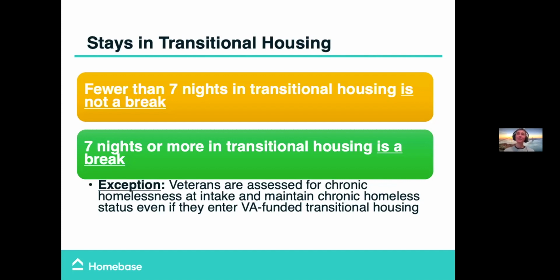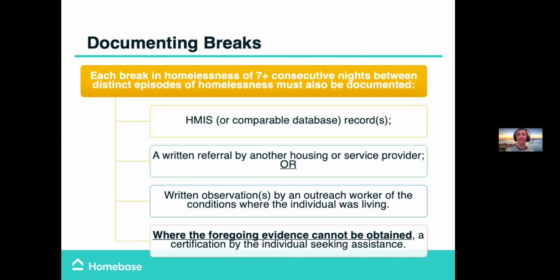And speaking of documenting breaks, the next slide gets into exactly how you do that. So documenting a break in homelessness can be done through an HMIS record. You can show an enrollment in a program, or maybe that a client was actually housed through permanent supportive housing or rapid rehousing for a certain period of time. You can get a written referral by a housing or service provider that certifies to that as well. You can have a written observation by an outreach worker.